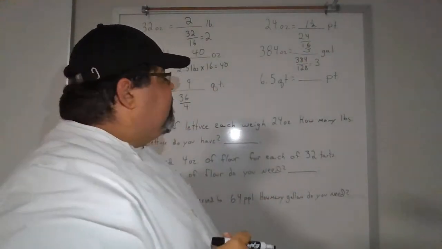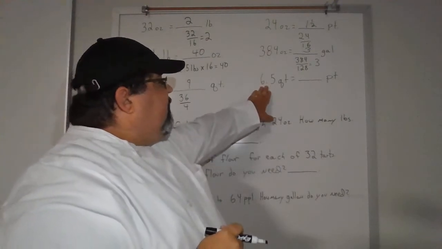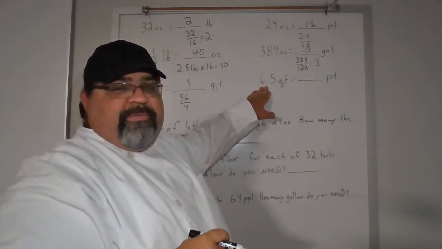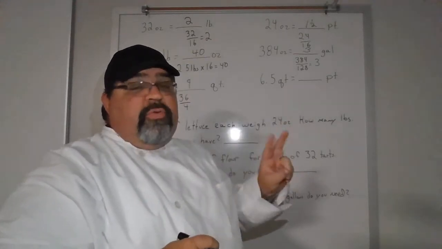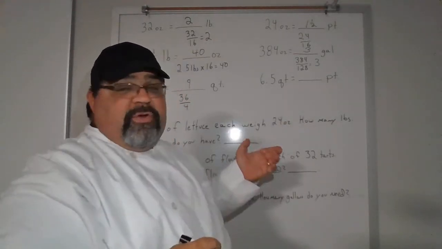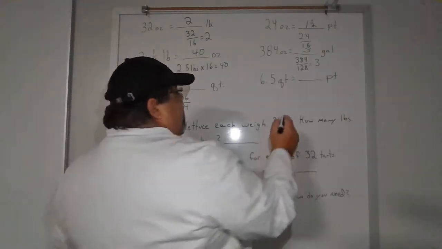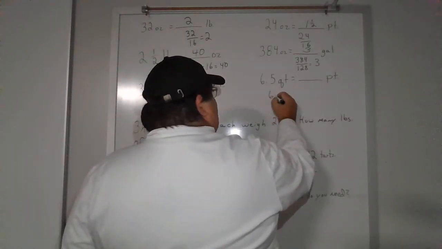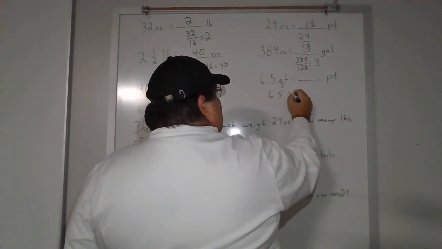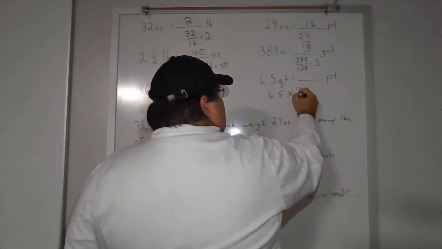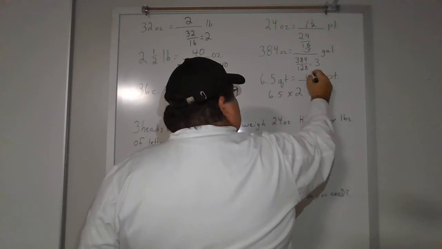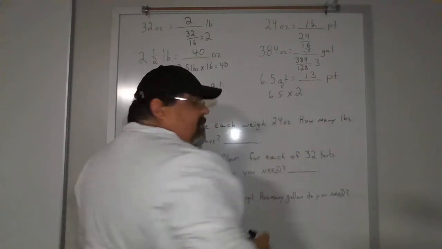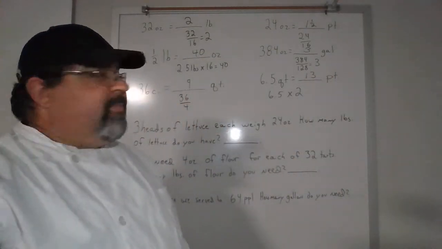All right, so here we have 6.5 quarts, and how many pints is that? There are 2 pints in every quart. So we're going to take this 6.5 and multiply it times 2, and that is going to give us 13 pints.